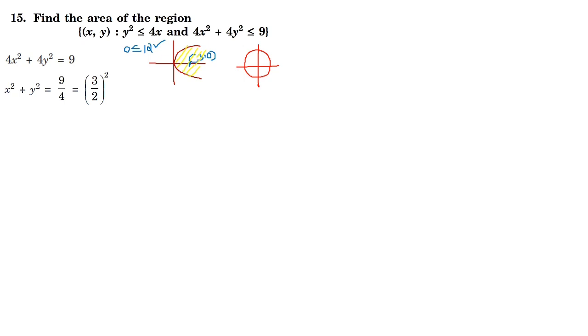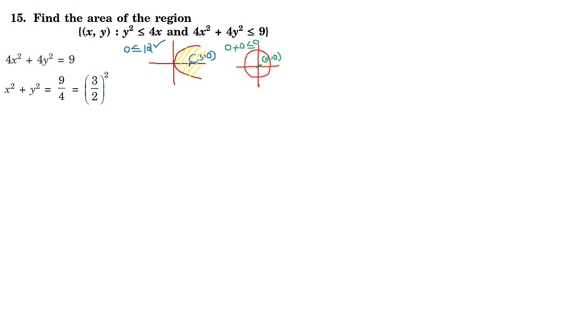For that, I'm taking a particular point, that is our origin, 0, 0. Put it in 4x square plus 4y square. That means 4 into 0 is 0, plus again 4 into 0 is 0. That is less than or equal to 9.